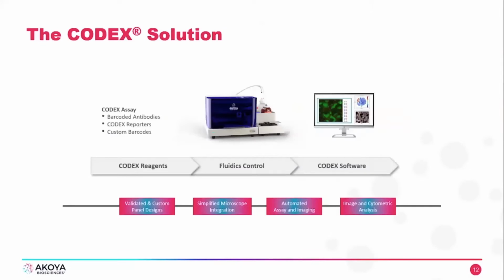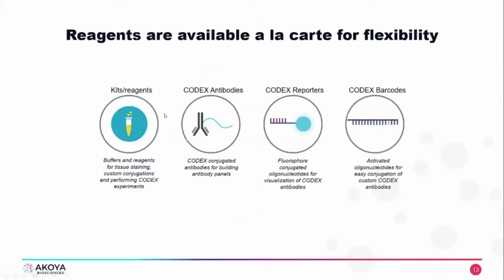So Codecs has a number of components. We have the reagents, we have the automation, which includes fluidics and microscope automation, and we have analysis. So Codecs reagents include all of the kits and reagents needed for running the instrument and the fluidics. The Codecs antibodies include a number of different antibody configurations, which we'll talk about later, but they do include inventoried antibodies that can be purchased from Akoya. Codecs reporters allow us to detect those antibodies once they've bound to the tissue section, and Codecs barcodes can be conjugated to antibodies that we do not have in inventory.